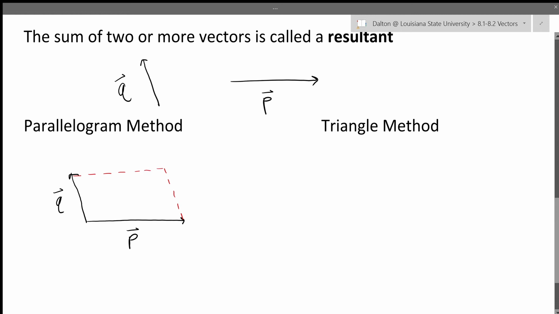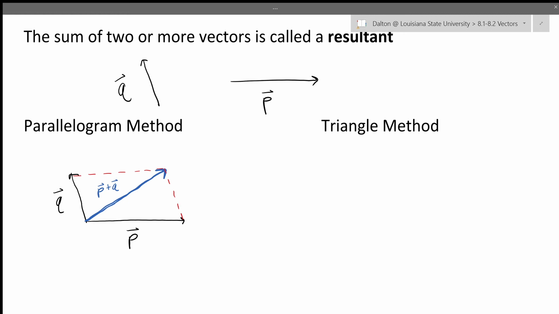then this method says that the resultant would be from the same vertex that Q and P have, that same initial point, to that opposite corner. So this blue vector would be the example of vector P plus vector Q. So again, not the average of them. It takes into account their distance, their length, and their direction.